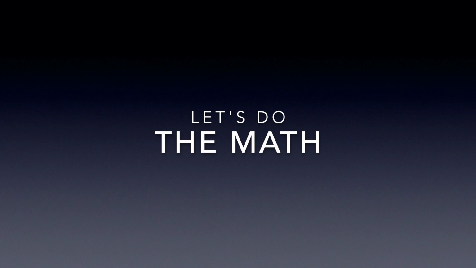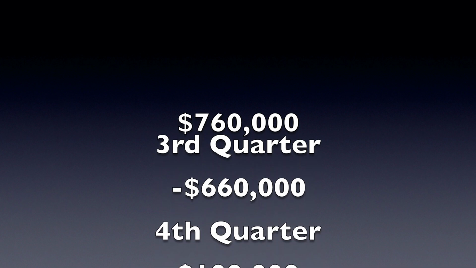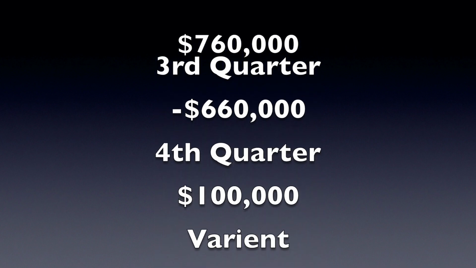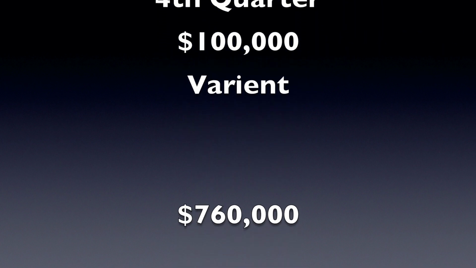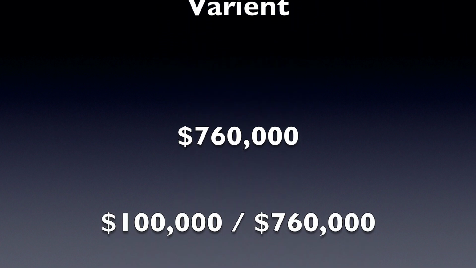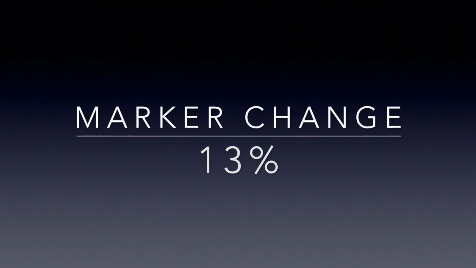So if you had $760,000 in the third quarter minus $660,000 in the fourth quarter, that's a $100,000 variance. You divide that $100,000 by the larger number. So the larger number in this example is 760. So you divide it by $760,000, which brings you to a market change of 13% over that 6-month window.